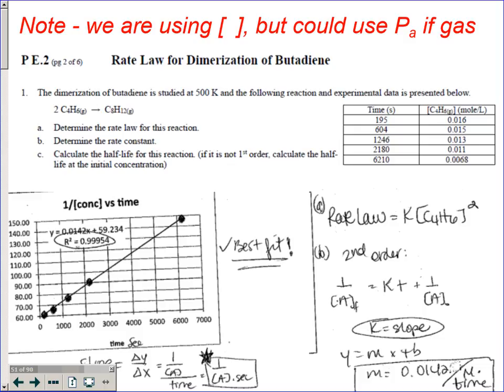Now, if concentrations are in molarity, what would this probably be in? Pressure. I heard atmospheres, thank you. It could be in kilopascals, it could be in millimeters of mercury, but it's probably going to be atmospheres, because that's our standard unit there.